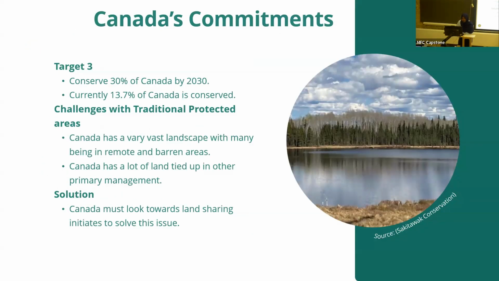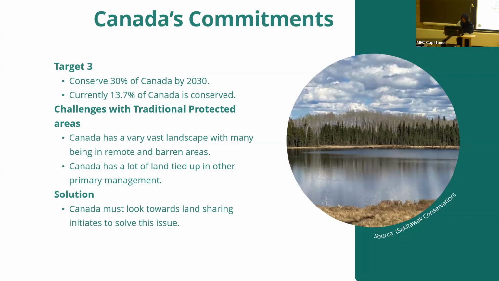Canada is one of the countries that has committed to the coming Montreal Biodiversity Framework and has since focused on one of the more ambitious targets, Target 3. Target 3 consists of protecting and conserving 30% of Canada's land by 2030. Currently, only 13.7% of Canada is conserved.